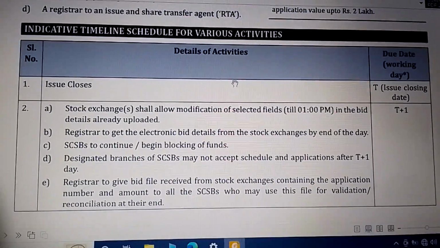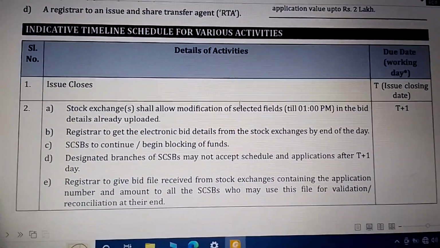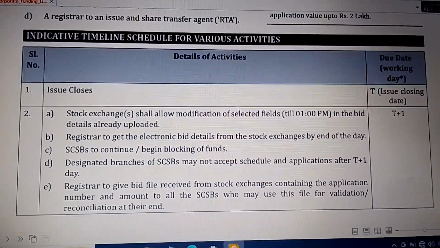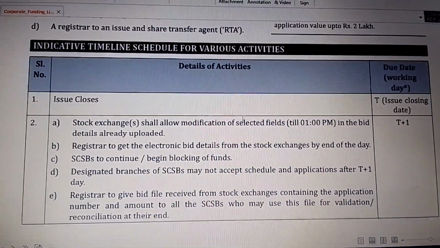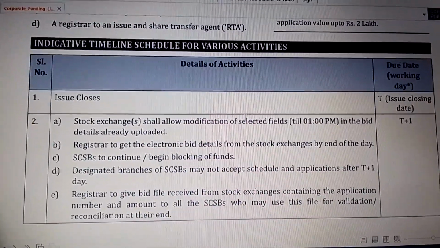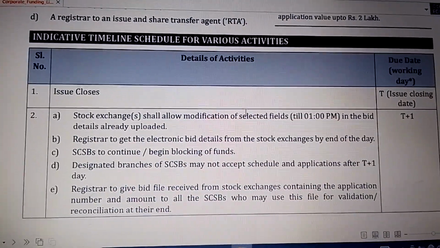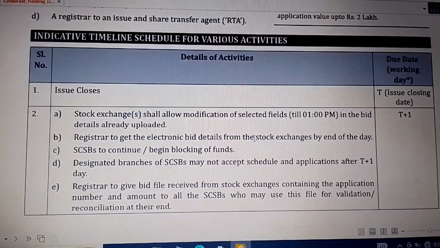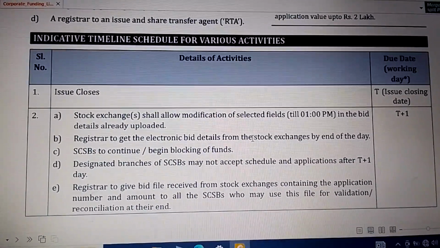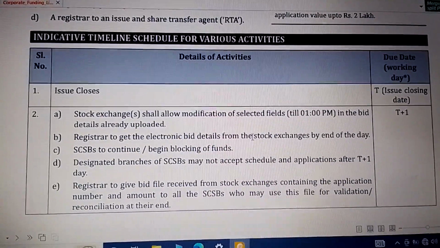Alright, now indicate your timeline schedule for various activities. Due date, working day. Okay. Now the issue closes, the issue closing date. Now stock exchanges shall allow notifications of selected files till 1 p.m. In the bid details already uploaded T+1. Now the registrar to get the electronic bid details from the stock exchanges by the end of the day.